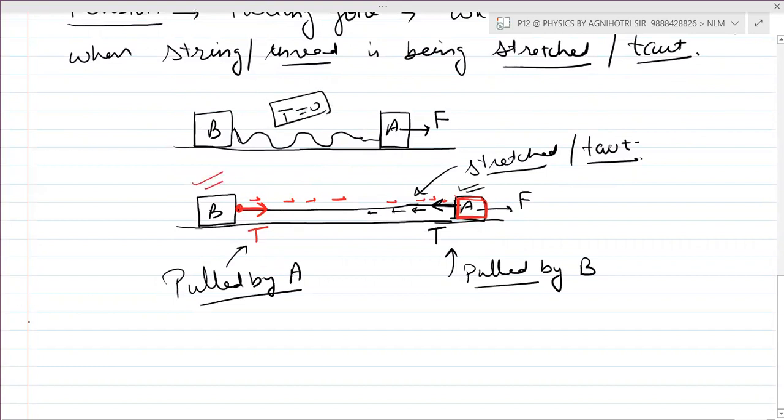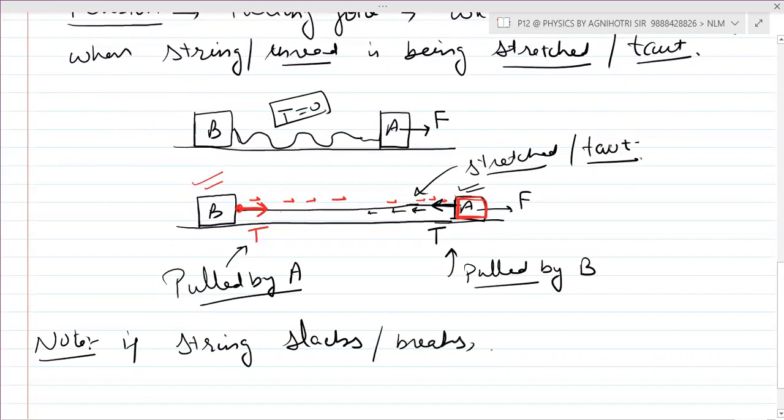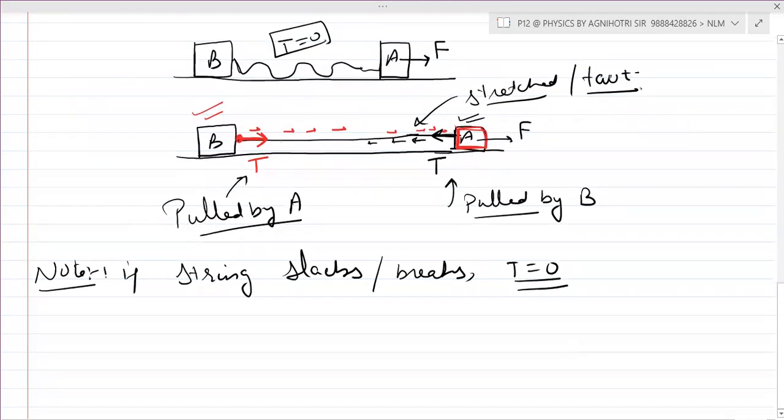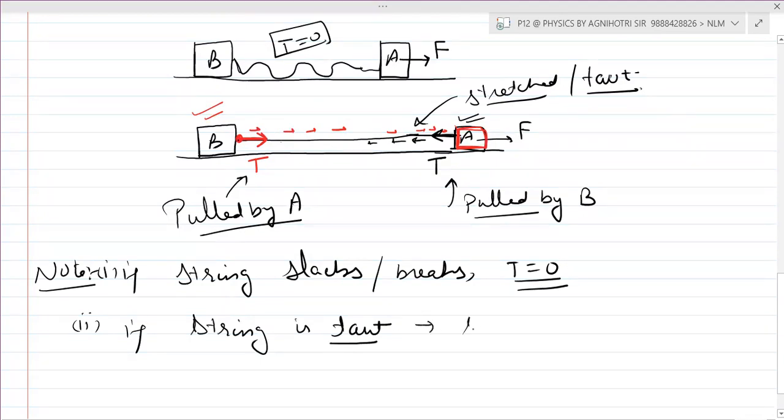So let's note down these concepts now. So say, if the string slacks, or you could say breaks, then tension is 0. This is the very first point. And how about the second? If the string is taut, then what is going to happen? There will be tension.